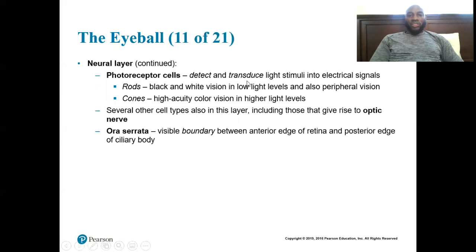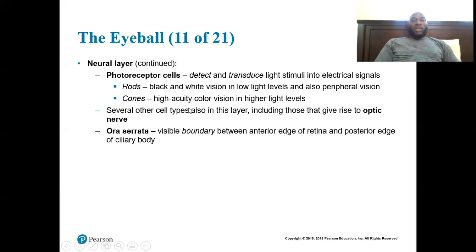Your photoreceptor cells detect and transduce light into an electrical signal. We have rods, black and white vision, and low light levels, and cones, high acuity color vision. So that's how we see our black and white, and how we see our color. We also have several other cell types in this layer, including those that give rise to the optic nerve.